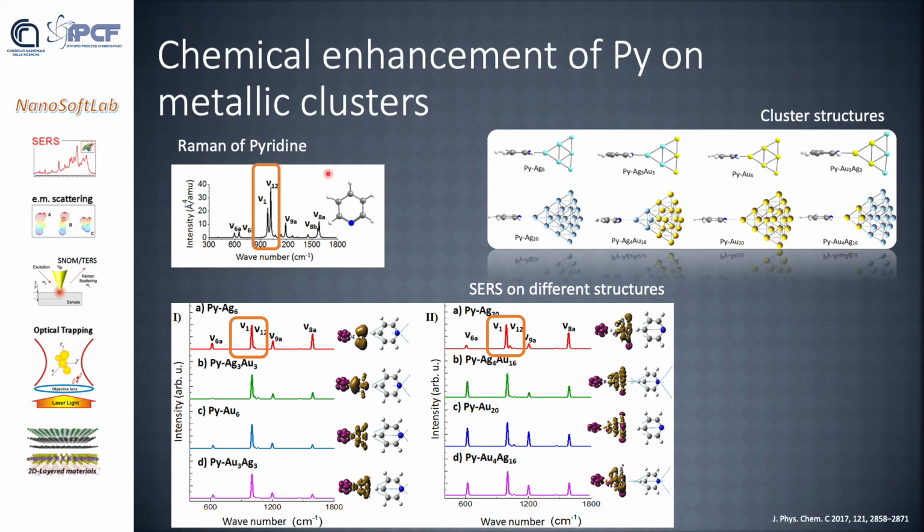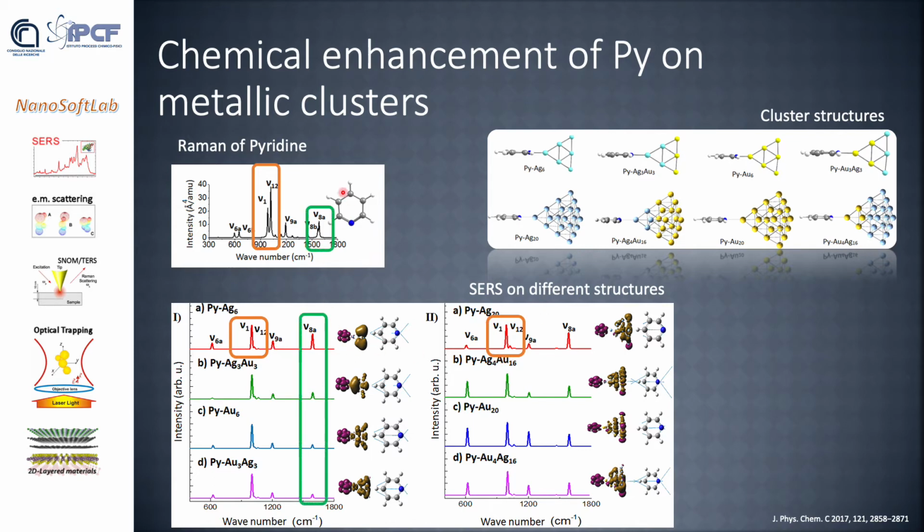This is the main Raman spectrum of pure pyridine, and we see that when pyridine is bound to some clusters of metal, which can be silver, gold, or silver-gold combinations, we have something interesting in the sense that calculations show that the peaks can change in shape. This is the pristine Raman spectrum of pyridine. This is the SERS of pyridine on different structures.